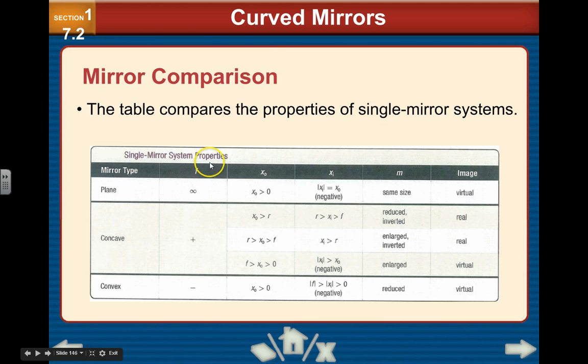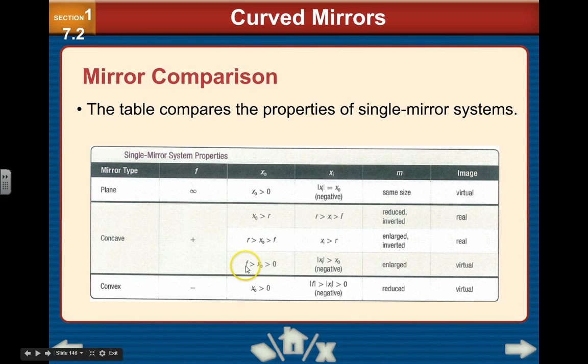You're going to have a positive focal point, someplace between the center of the circle and the mirror. If the object is further away than the center, in other words, xo is greater than R, you're going to have a reduced inverted image, and it's going to be a real image. It's going to be on the same side of the mirror as you. If it's between R and the focal point, you're going to have an enlarged inverted image. Again, it's going to be a real image. The image is on the same side as you are.